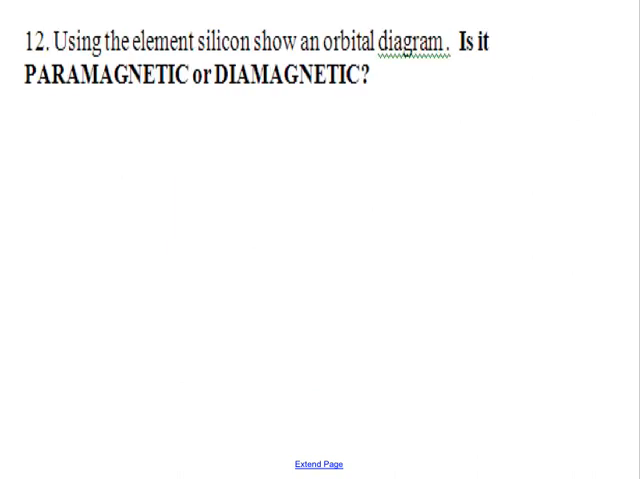Using the element silicon, show an orbital diagram. So that's the spinny thing. I'm just telling you right from the get-go, you're going to want to show your noble gas electron configuration before you draw anything, because it's going to be easier for you to tell things from the electron configuration. So what is the shortcut for this?